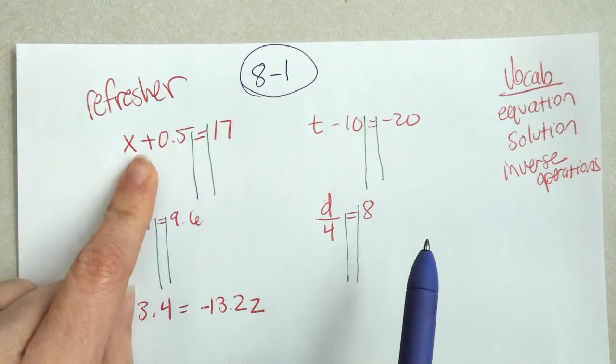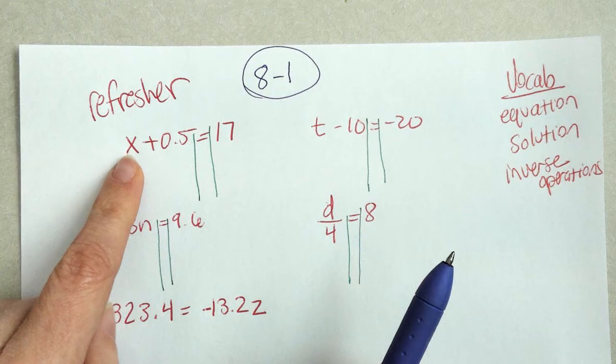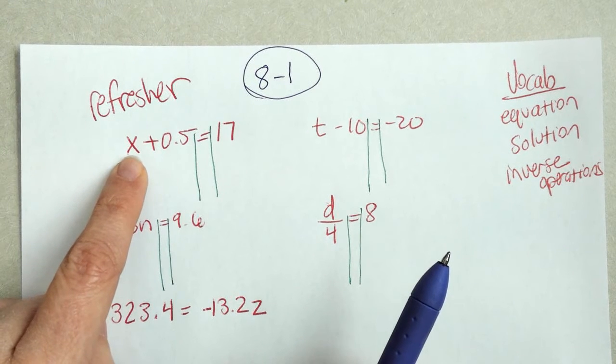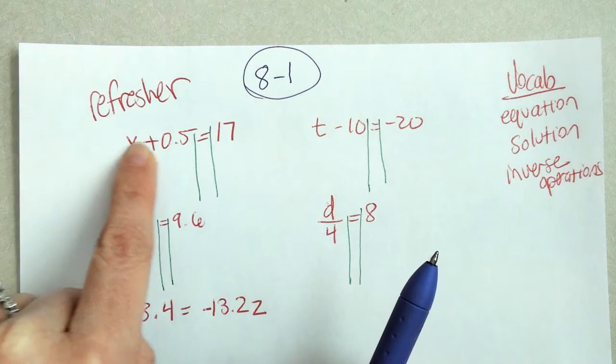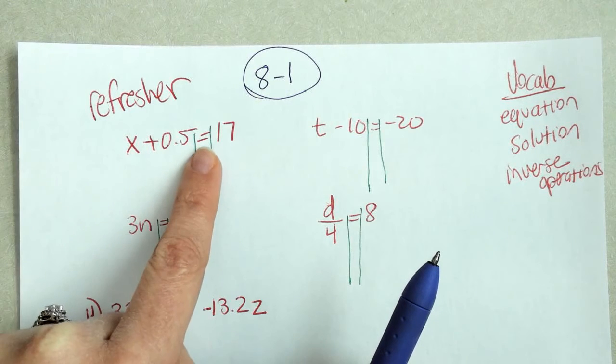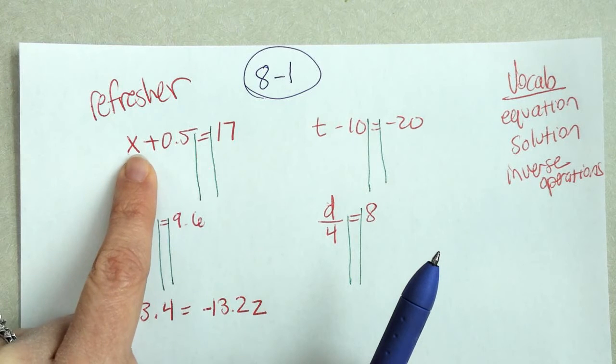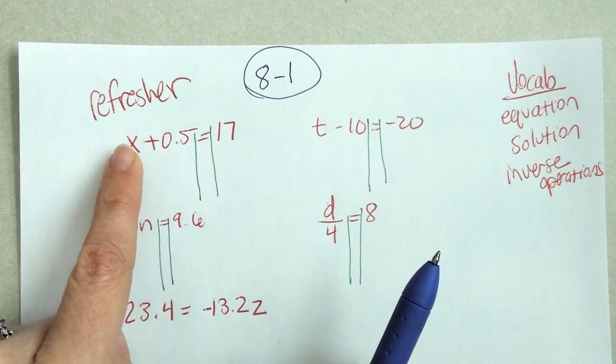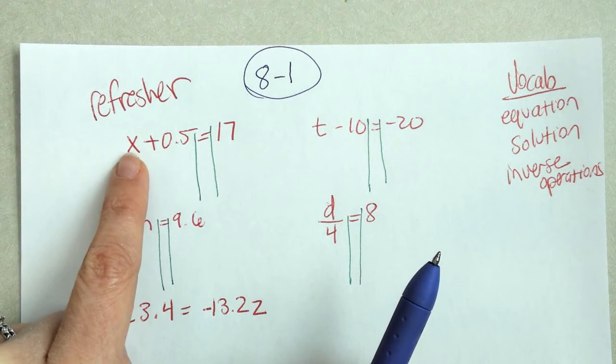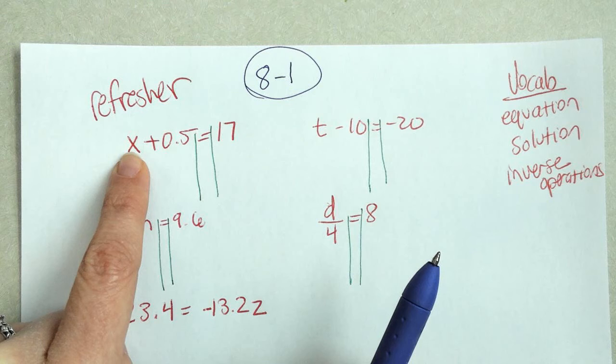So you're always trying to isolate your variable. The variable, remember, is the letter that represents an unknown number. This is an equation. An equation means now that there's an equal sign instead of being an expression. The answer that we find for x, that's going to be called our solution. And as we try to isolate our variable to find the solution, we have to use our inverse operations.